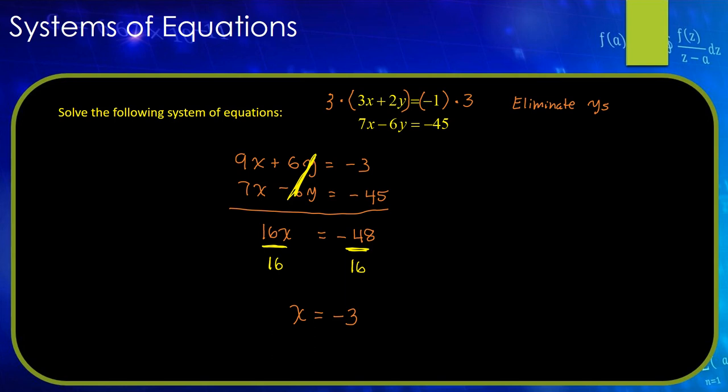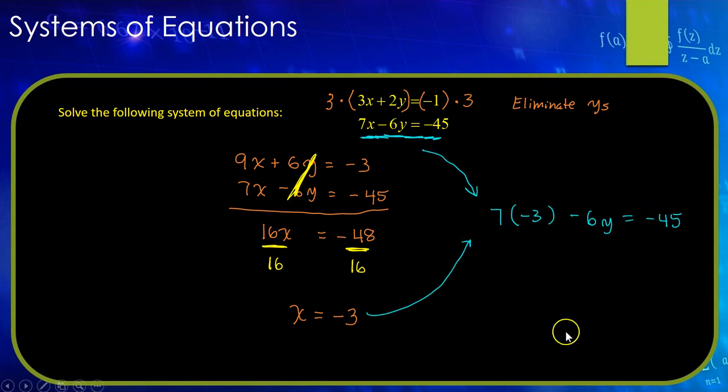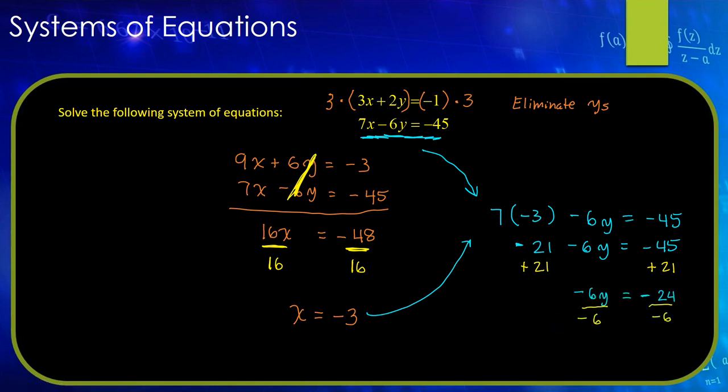Now that I know that x is -3, I can choose one of the two original equations. I just happen to choose the bottom one, replacing the x with -3. And I'm going to solve this one for y. So -21 minus 6y equals -45. I add 21 to both sides, and get that -6y equals -24. I'm going to divide both sides by -6. I get that y equals 4. So the solution is the ordered pair (-3, 4).